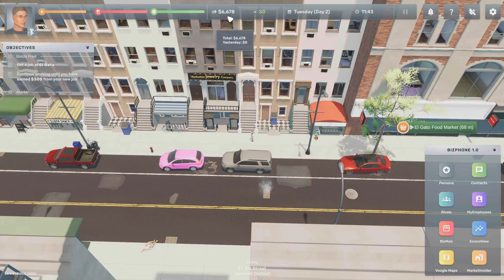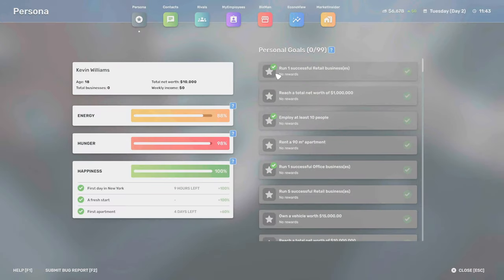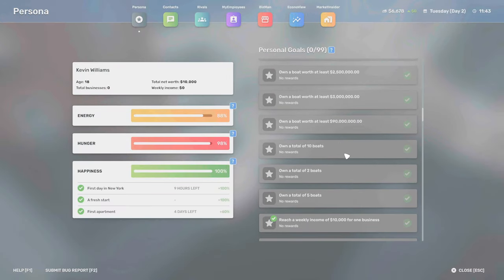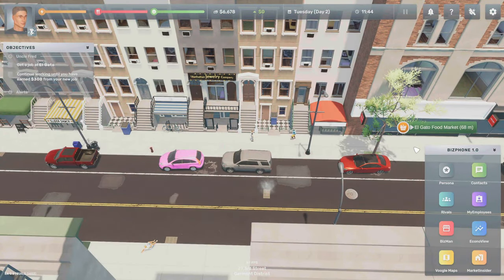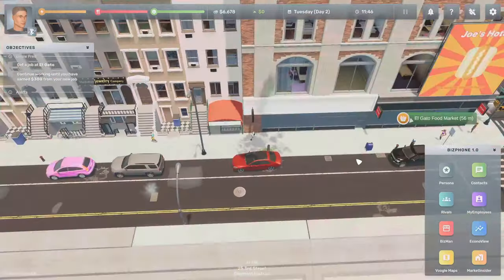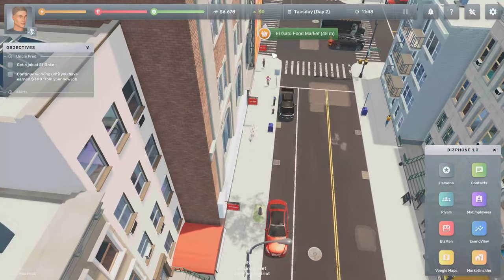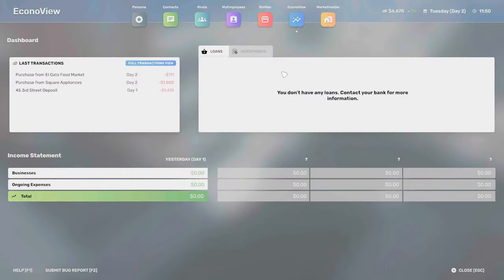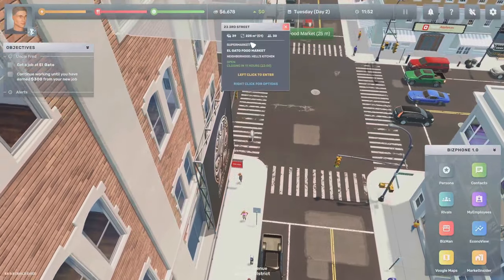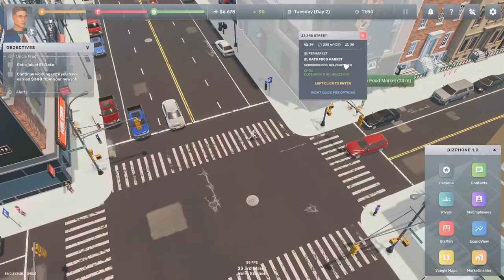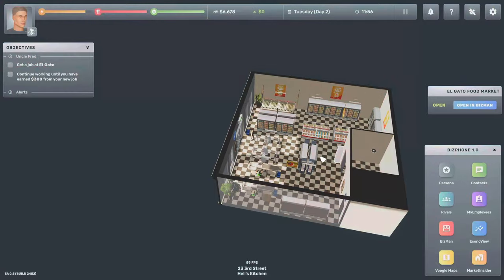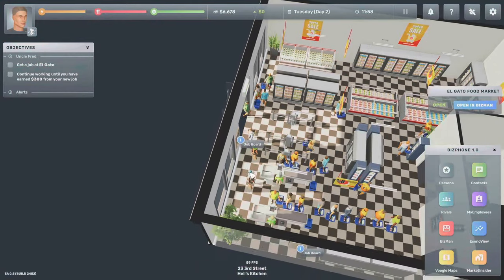Alright, there were personal goals there, here. Run one successful business and stuff like that. It's basically getting your route map going to the top. To the top of the city. And we are in New York currently.